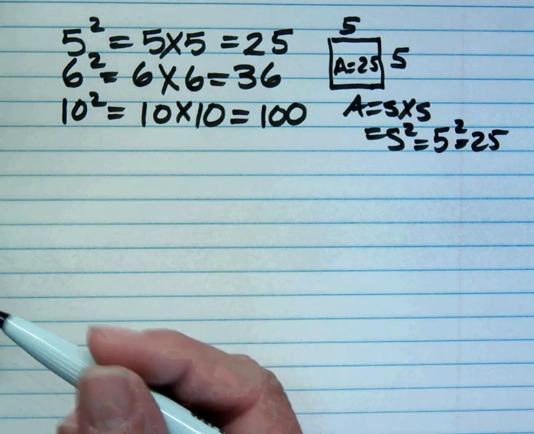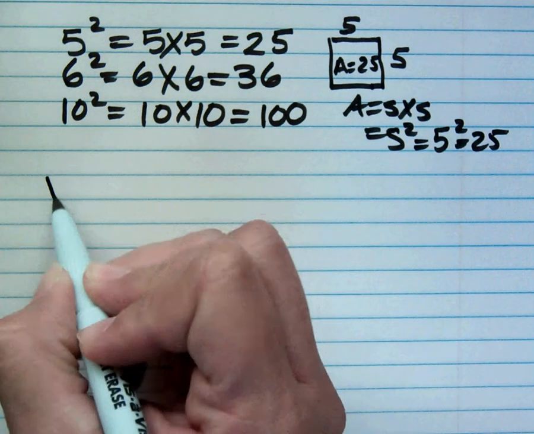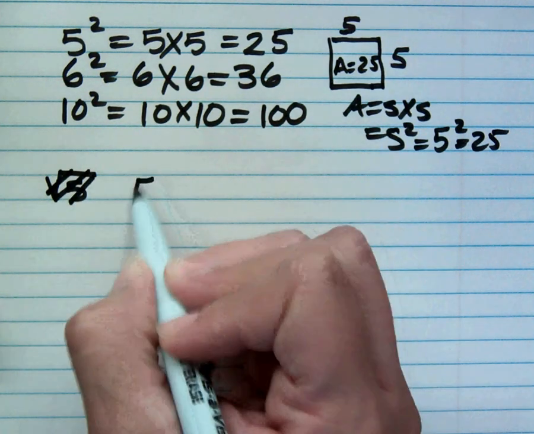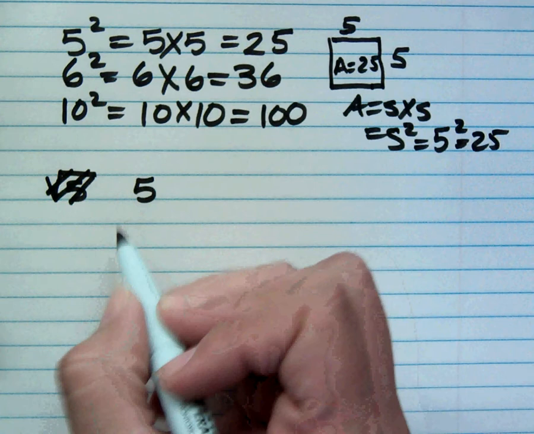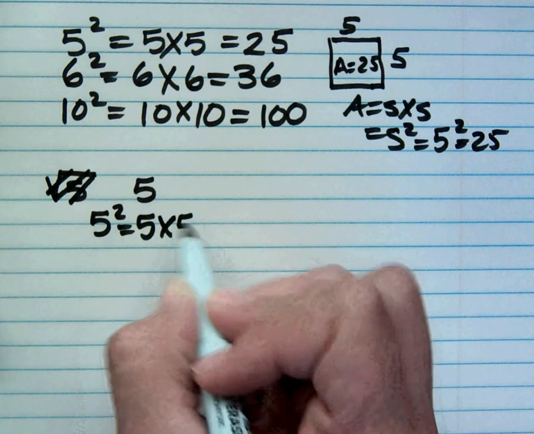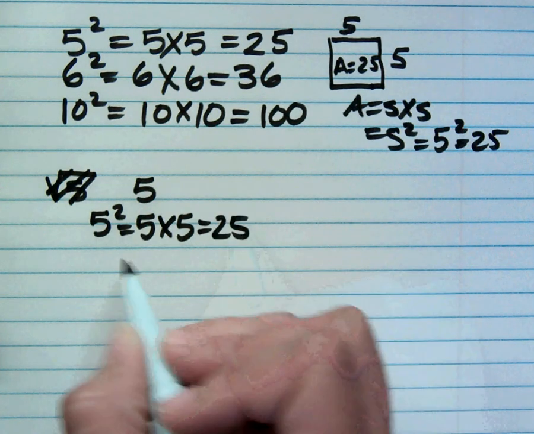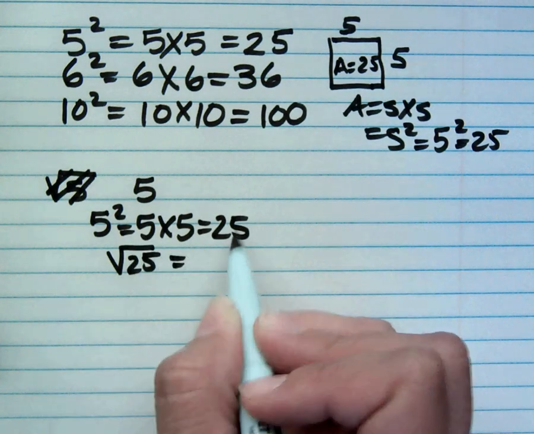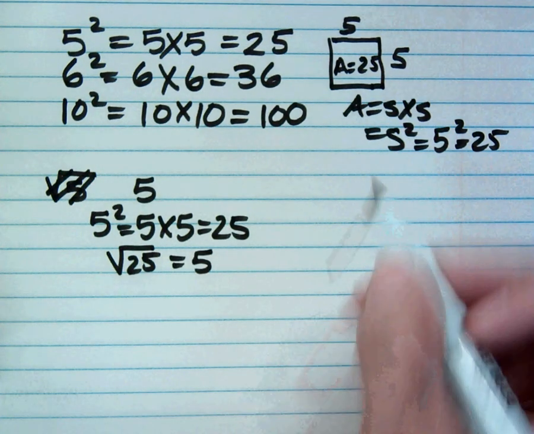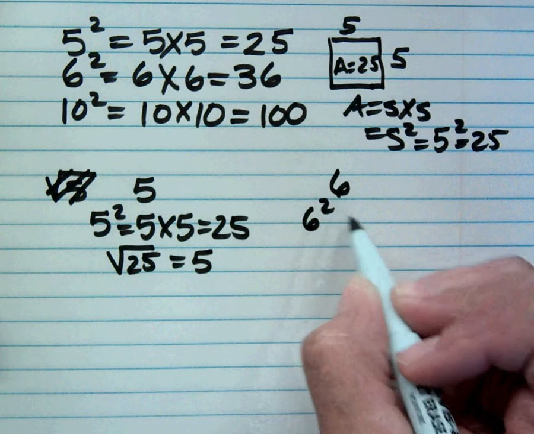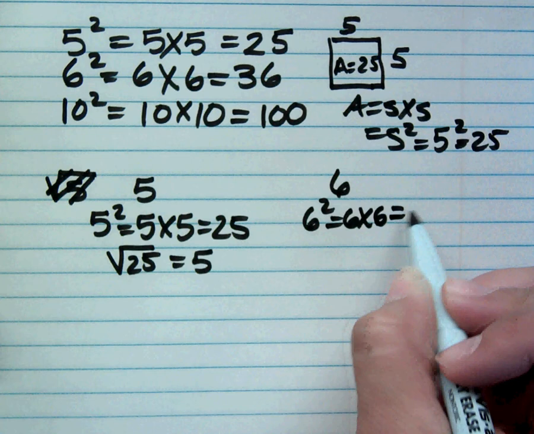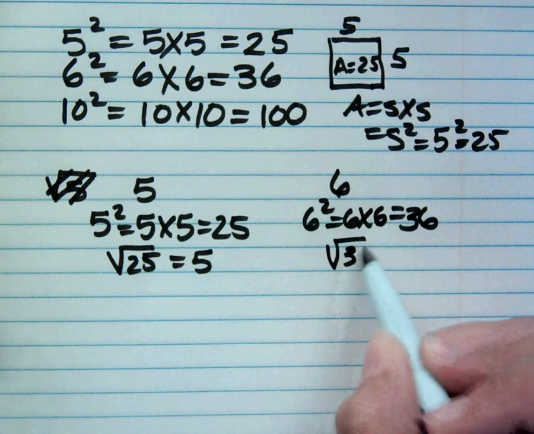Now we're going to try to work the opposite direction. We're going to go back to the square root of a number. Let's start here. I'm going to put 5 as my whole number, and then I'm going to square that 5, which we just said was 5 times 5 is 25. I'm going to take the square root of 25, and I come back, and my answer is 5. Okay, let's do that again. Here's my 6. 6 squared is equal to 6 times 6, which happens to be 36. Take the square root of 36, which is 6.